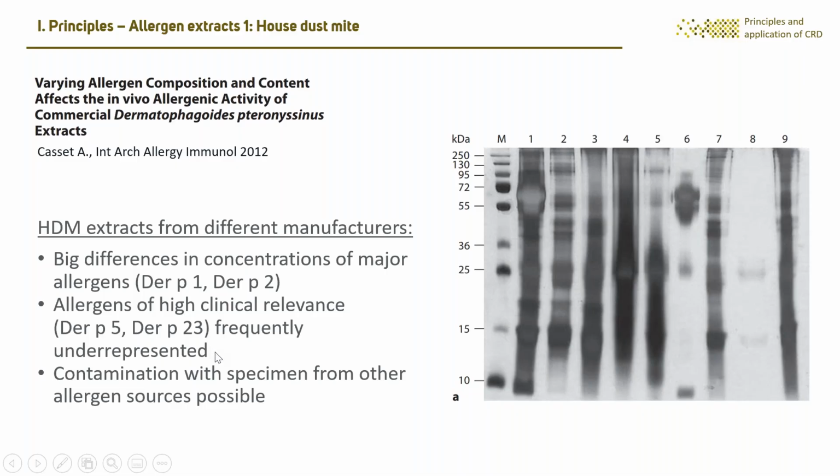Another problem which was found, for example, in dog extract, is that the extract can be contaminated with specimen from other sources. So if you think back to the previous slide, how an extract is made, it is based on specimens of an allergen source.